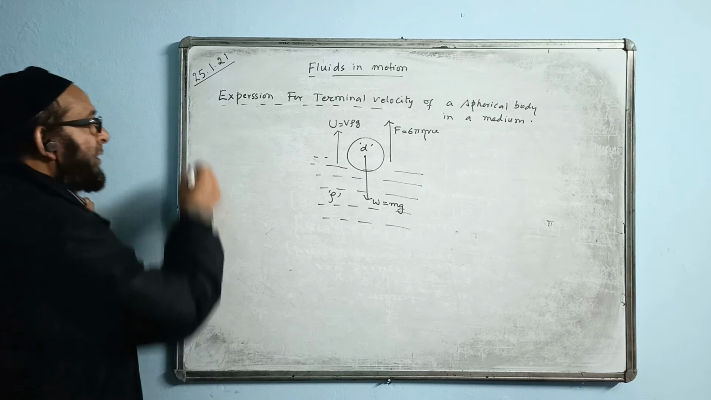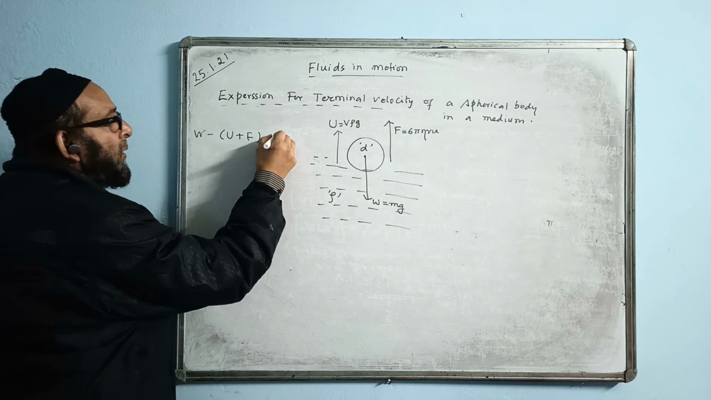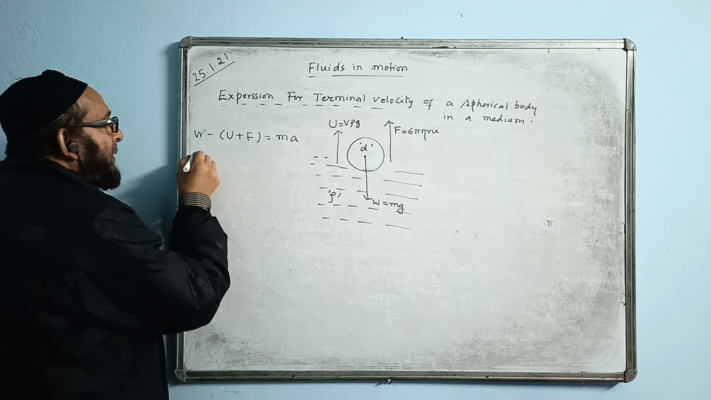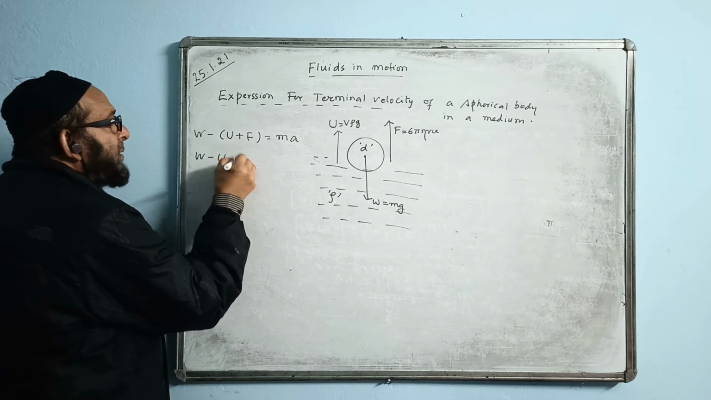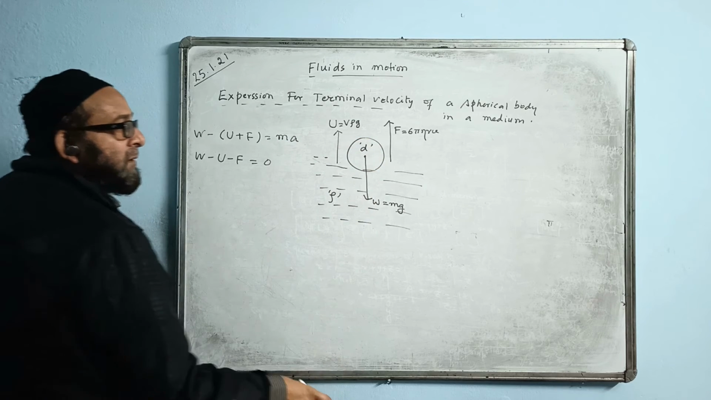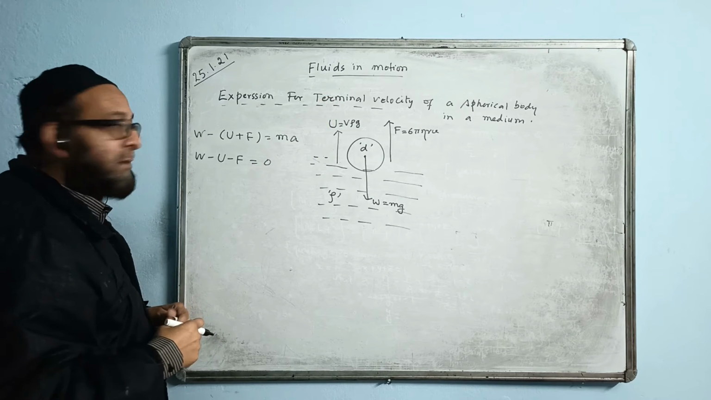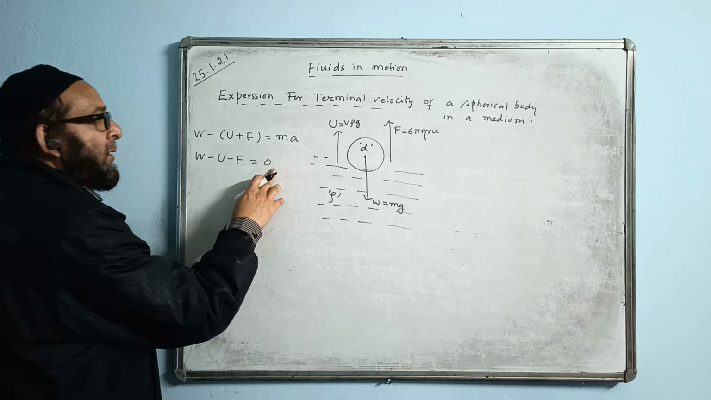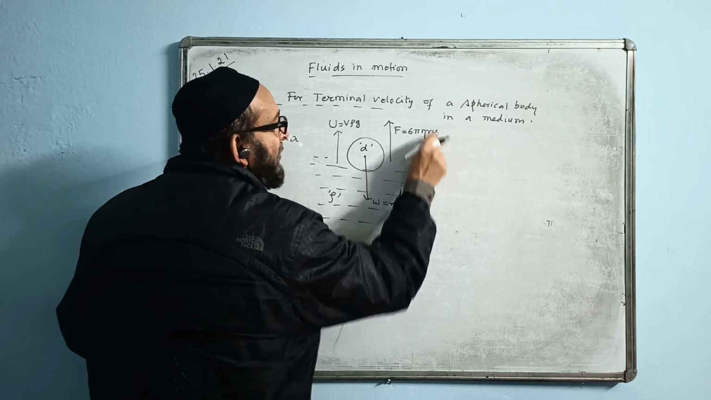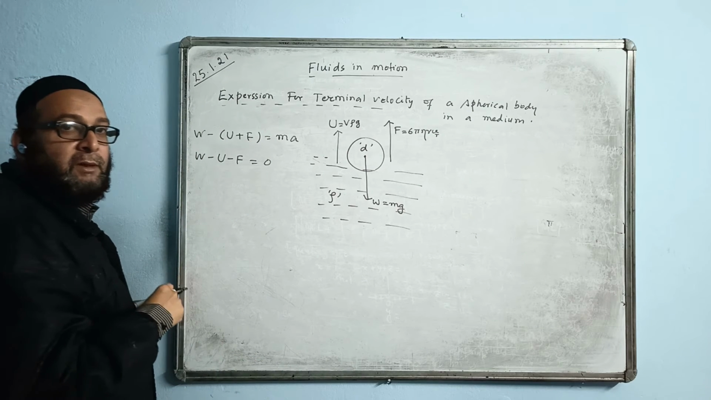So we write an equation of motion like this: W minus U minus F equals mass into acceleration, ma. Writing W − U − F = 0, because what type of velocity is this drop falling with? Constant velocity. That velocity is called terminal velocity. So acceleration is 0, and this v we write as vt, the terminal velocity, the constant velocity with which it is falling down.